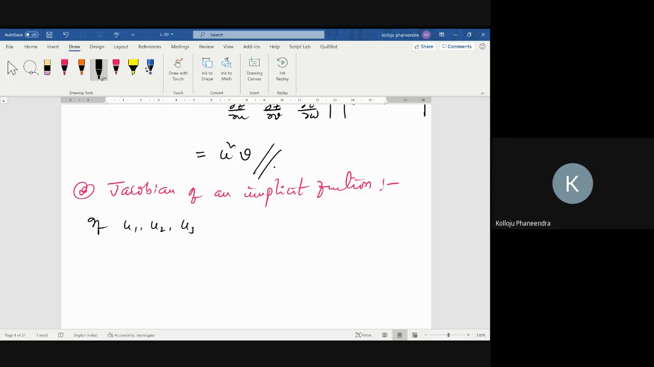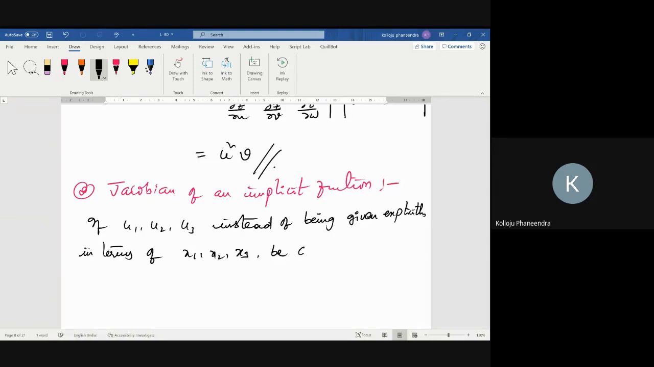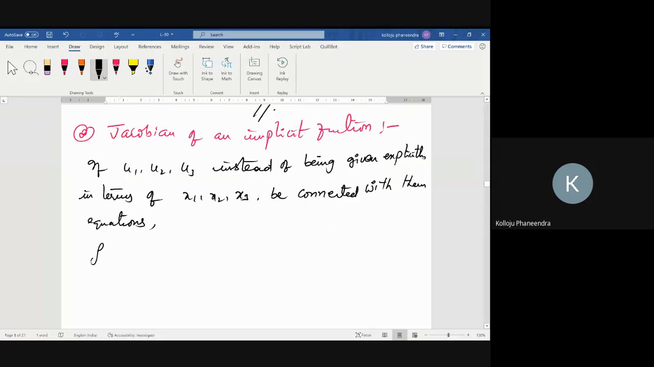So the statement is, if u1, u2, u3, instead of being given explicitly in terms of x1, x2, x3, be connected with them by equations such as. What are the equations? That means u1, u2, u3 are the function cannot be separated. U1, u2, u3 may not be expressed in terms of x1, x2, x3. That is the so called implicit function.